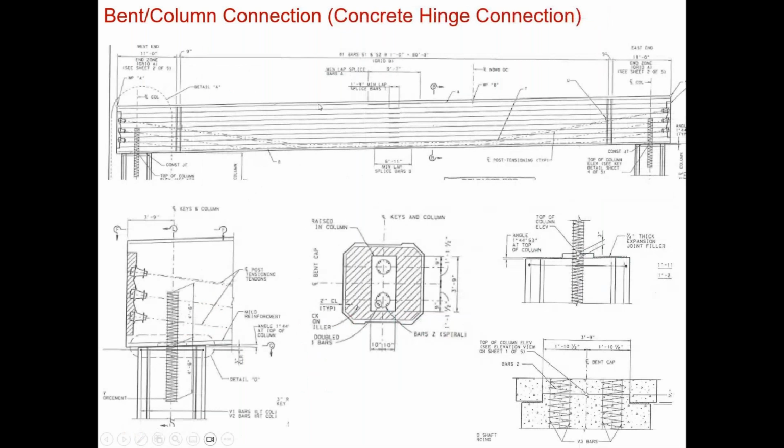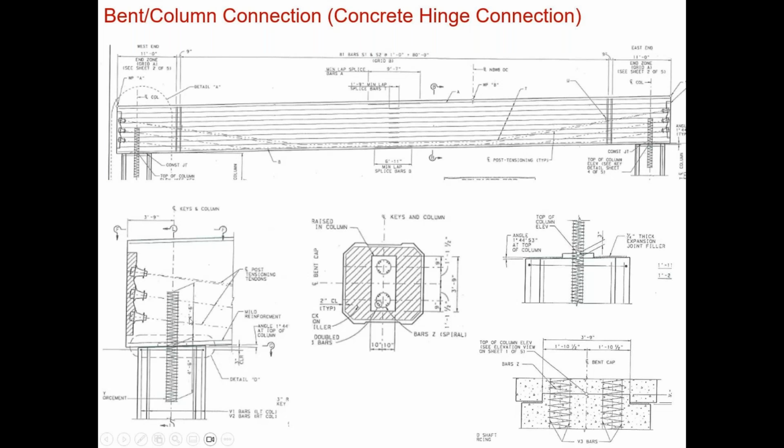Finally, there are some states that adopt this type of connection, which is what we call the concrete hinge connection. In this connection, you can see the cap is sitting on the columns. The column has a shear key coming out of it, and we have spiral reinforcement that extends inside the column and also into the cap. If you look at this type of connection in plane, it still allows rotation to happen, especially since we have bearing pads here that allow this bent to rotate to some extent.